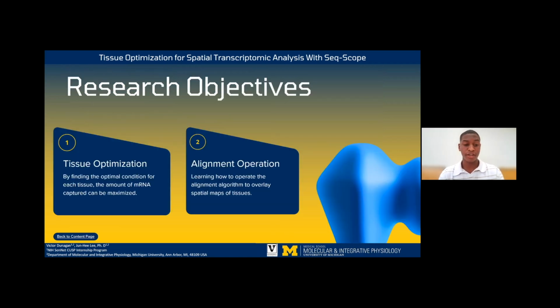So I had two main research objectives in my internship this summer. I wanted to optimize the tissues in order to maximize the amount of mRNA that is being released and captured from the tissues in these experiments. And I also wanted to learn how to use the alignment operation in order to obtain the final product and the final image that was encoded with the genetic and spatial information.